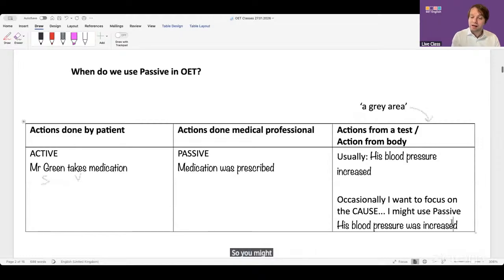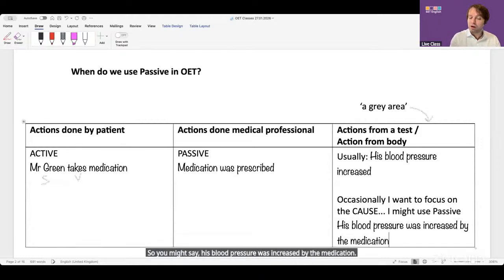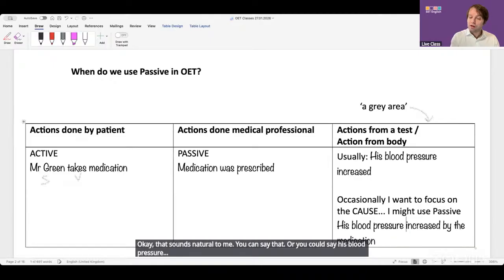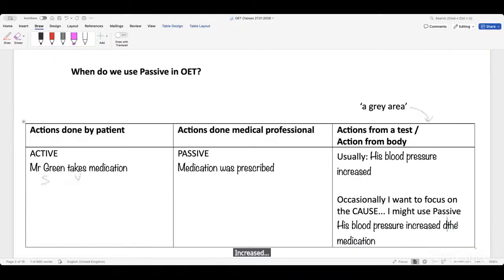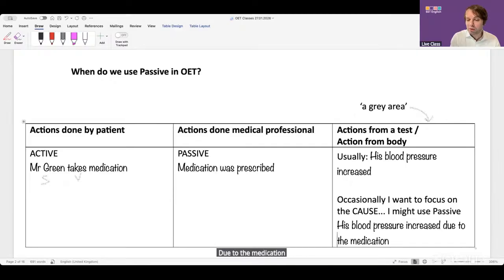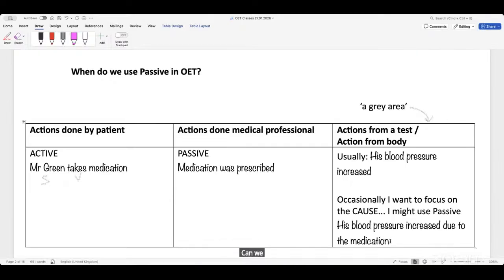So you might say his blood pressure was increased by the medication. Okay, that sounds natural to me. You can say that. Or you could say his blood pressure increased due to the medication. You can say both. Okay. So if you want to keep it simple, can we say Mr. Green got fever?